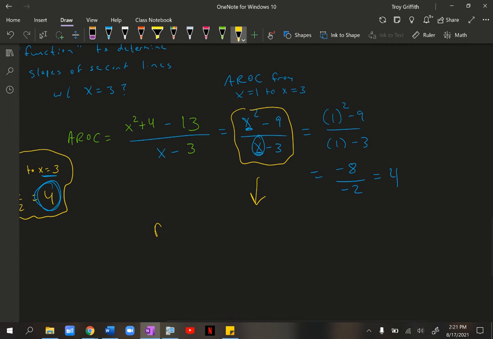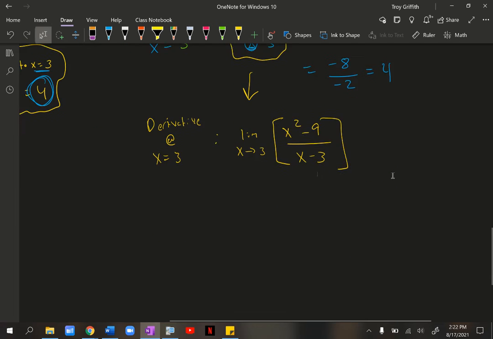So here's our goal, right? The derivative at x equals 3 can be found by taking the limit as x approaches 3 of this function that we've defined right here. I'll re-emphasize that it's found by taking the limit as x approaches 3 of this function that we've defined right here.